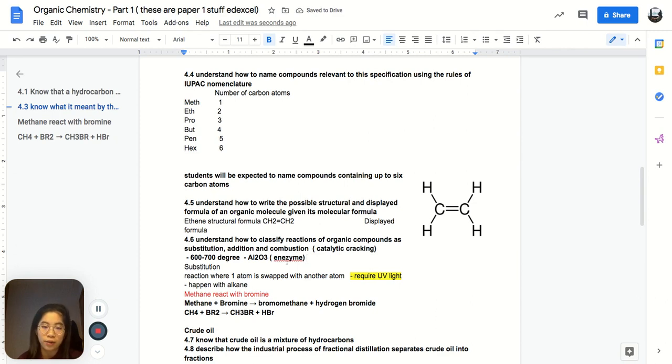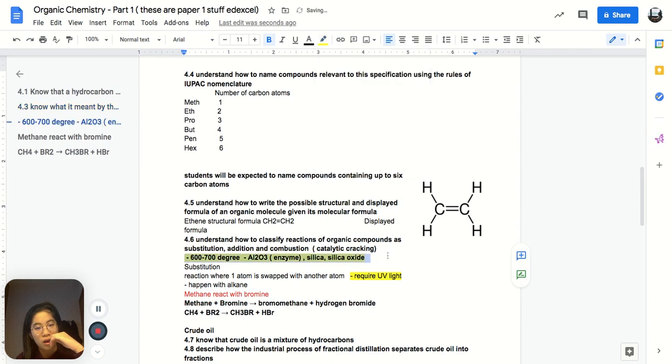Of course, there are different examples as well, like silica or silicon oxide. But I'm telling you, the easiest one to remember is definitely Al2O3. So if I were you, I would just remember Al2O3. And it's 600 to 700 degrees. And they will definitely ask you, they'd love to ask you this question in a chemistry test.